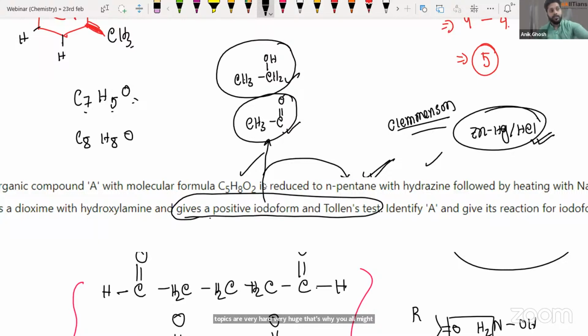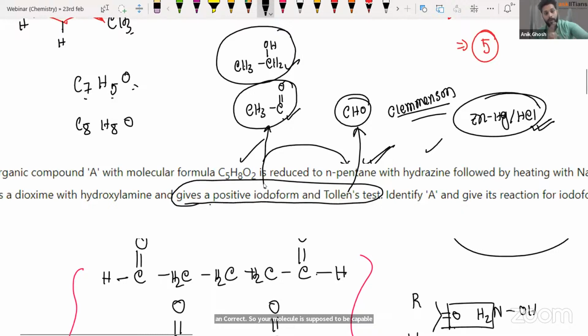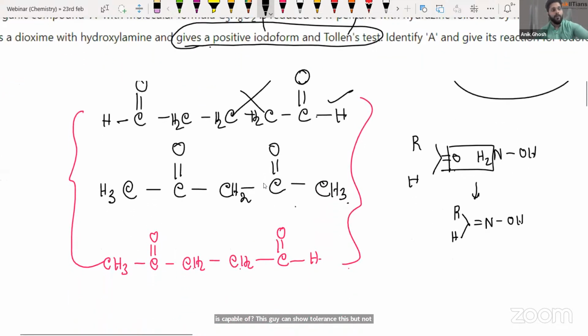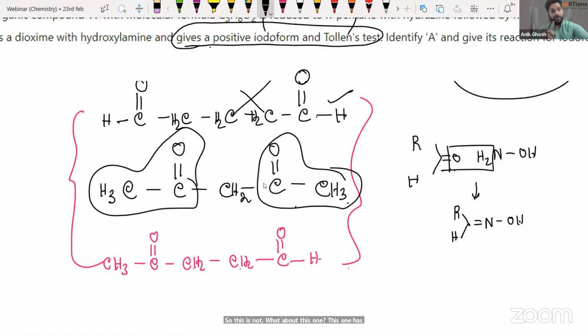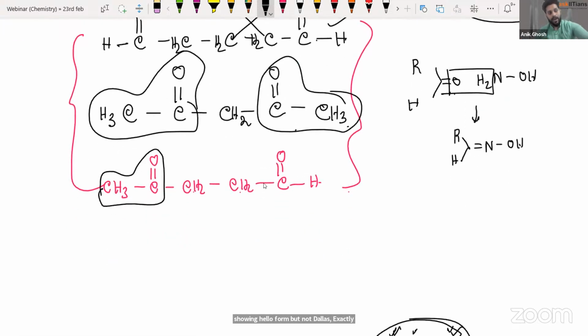All right. So here this part is there. Now, as it is undergoing the Tollens reaction, that means there is an aldehyde, correct? So your molecule is supposed to be capable of showing both iodoform as well as Tollens test. So which one is capable? This one can show the Tollens test, but not the iodoform reaction because you do not have a keto methyl group in here, correct? So this is not my answer. What about this one? This one has a keto methyl group from both sides, so it is capable of showing haloform, but not the Tollens reaction. Exactly, Nandita. But the third one here can give haloform from the left side, and it can give the Tollens reaction from the right hand side. So this is going to be the answer.